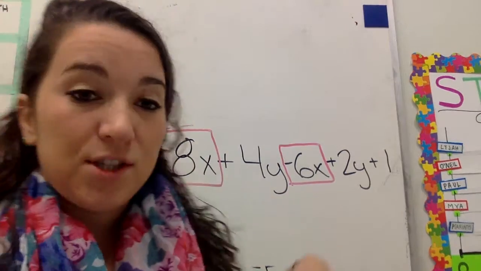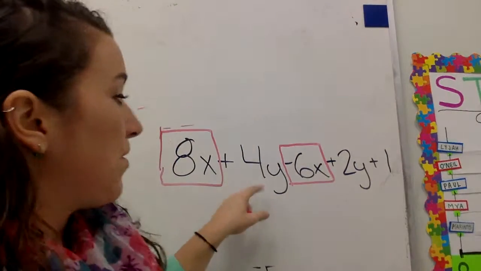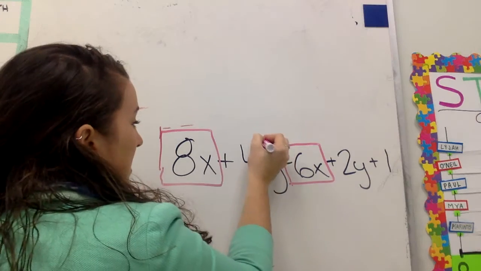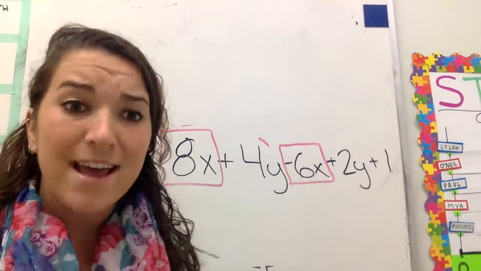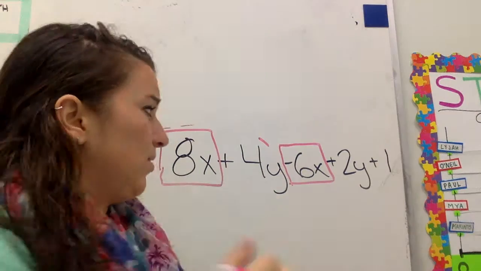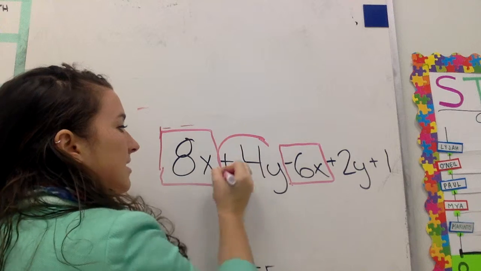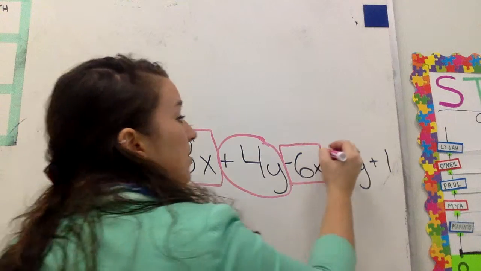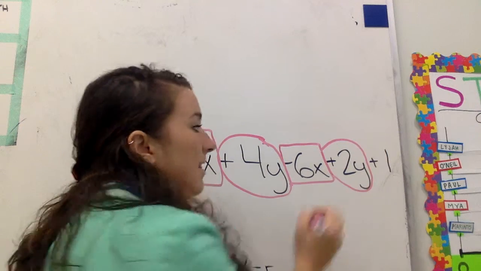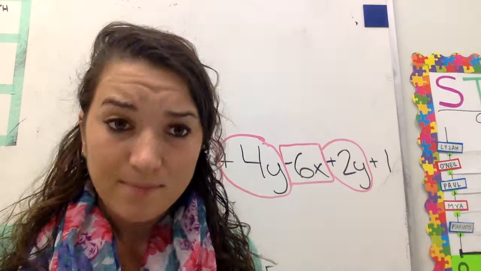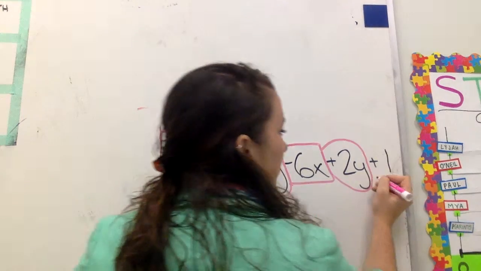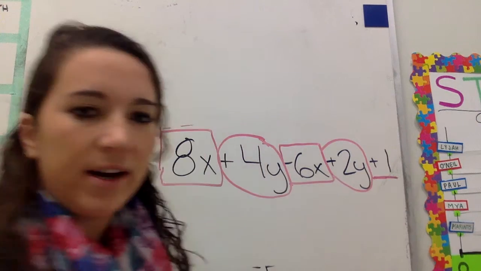I don't see anything else with x's, so next I'm going to go through and put a circle around all the terms that have y. Again, I'm making sure to include the sign. So I have plus 4y, that gets a circle, and then I have plus 2y. Lastly, I'm going to underline all the terms that don't have a variable, and I just see one right here. So I'm going to underline my plus 1.